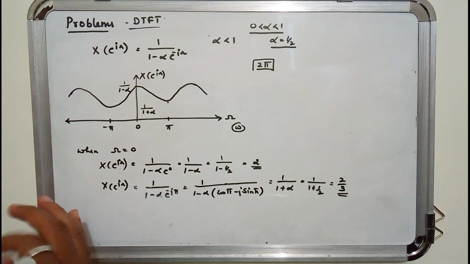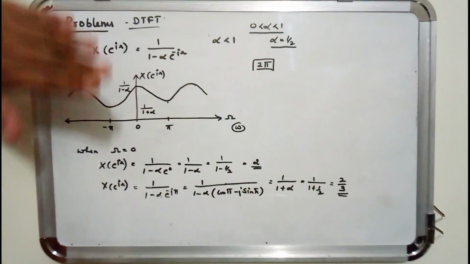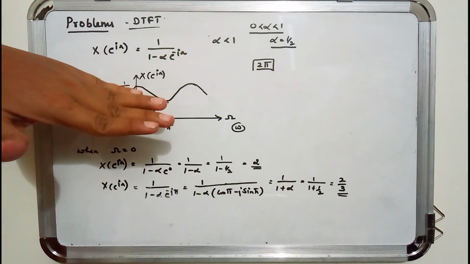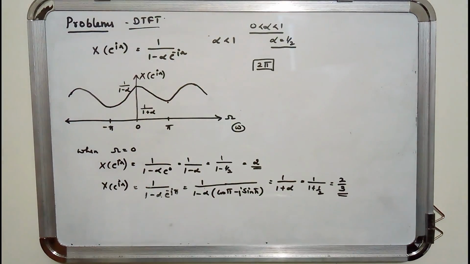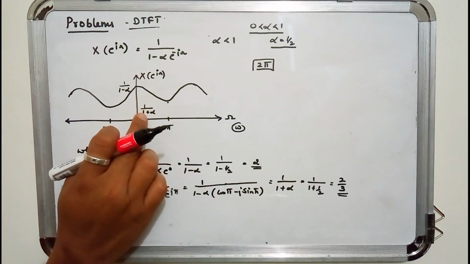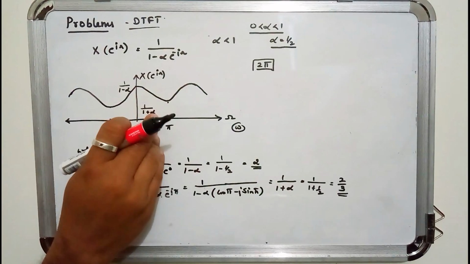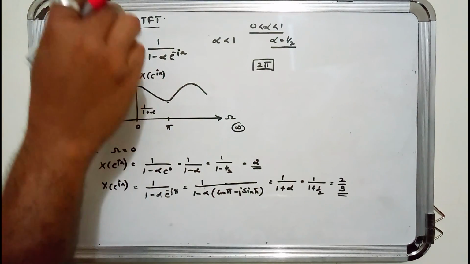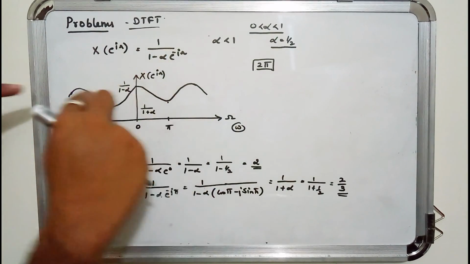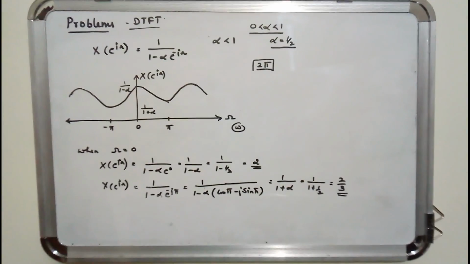When alpha is negative, what you get is the reflection, not the reflection about y axis. This would be called reflection about x axis, because since alpha is negative, when you get 1 by 1 plus alpha, you will get a larger value compared to 1 by 1 minus alpha. So you get the same sine wave, only the difference will be in the amplitude.